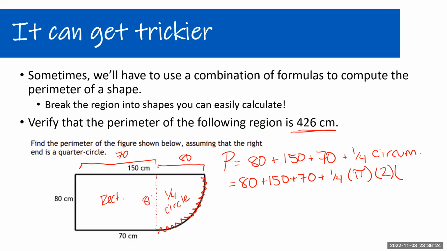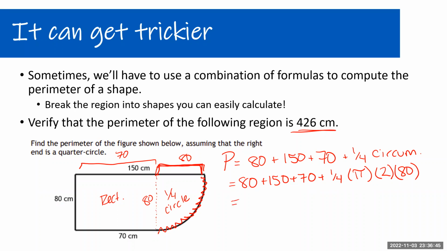Our radius, we know in 2 different ways. We know that this chunk is 80, so that has to be a radius. We also know from the rectangle that this piece is 80, so it's just reassurance. Okay? So we have the edges that are given plus 1/4 of our circumference. So 1/4 of 2 pi times r.